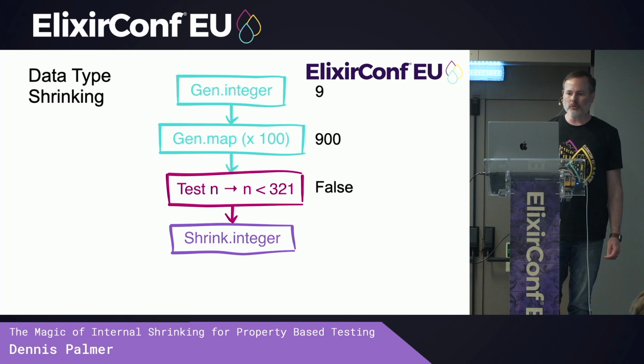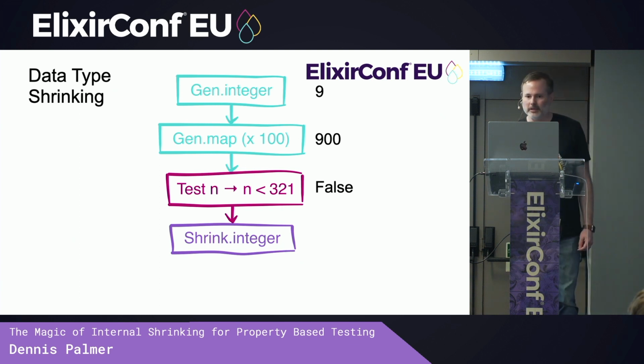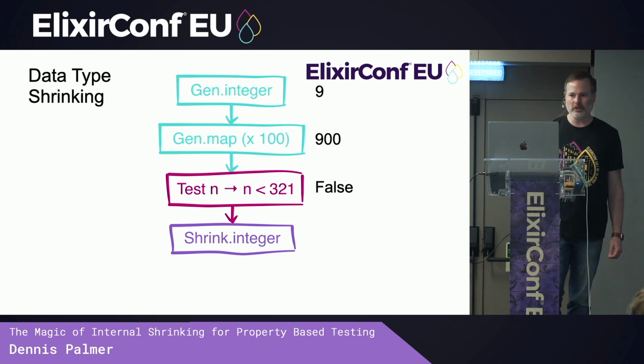Our shrinker only knows that that's an integer. It doesn't know anything about the logic of the generator.